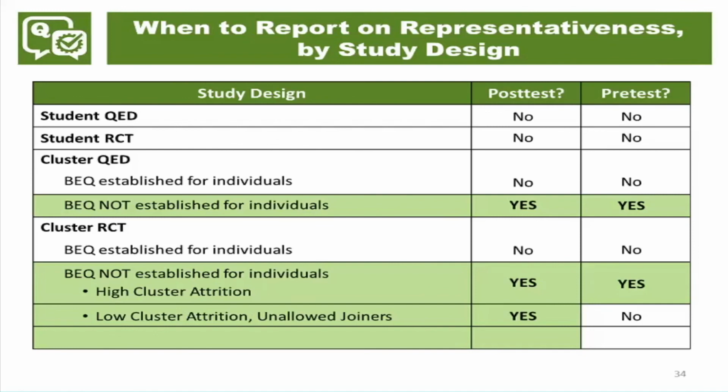If cluster attrition is low, but there's a risk of bias from entering individuals, in other words, there are joiners in the sample that are not allowed by the WWC, then data on representativeness should be reported for the post-test sample, but it's not necessary for the baseline. And the same is the case if there's high student attrition for a cluster RCT. Data on representativeness should be reported for the post-test sample, but it's not necessary for the baseline sample.